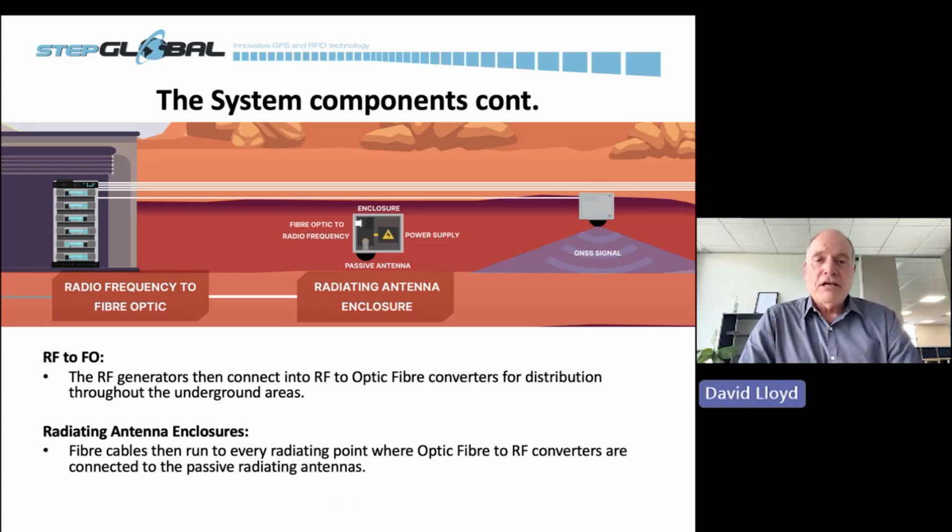At each radiating point, we then convert the fiber optic back into the RF signal, and that signal coming out of those radiating points is exactly the GPS frequency and the GPS messages, as if you're standing outside in open sky.